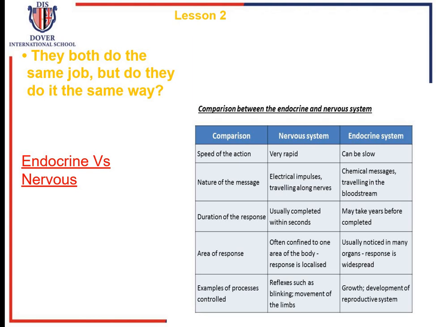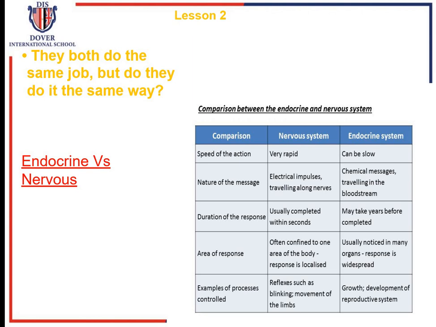The area of response, often in the nervous system, it's often confined to one area, while in the endocrine system, it can be noticed in many organs. So it's widespread. It will spread throughout different parts of my body. Example for the nervous system, the reflexes such as blinking your eyes.